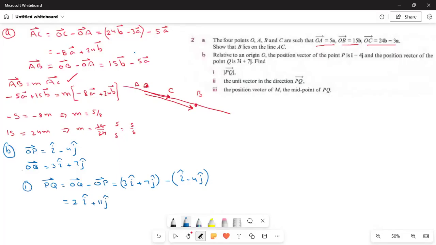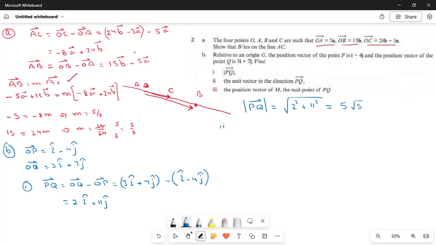This is the vector PQ, but we need to find the magnitude of it. So what is the magnitude of the PQ vector? That is going to be the square root of 2 squared plus 11 squared. If we simplify this, 2 squared plus 11 squared, we get 5 root 5. I used a calculator to evaluate this. So this is part 1.